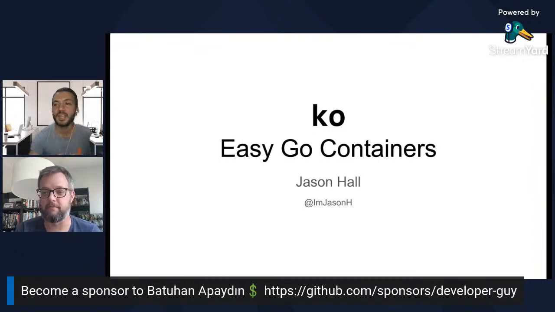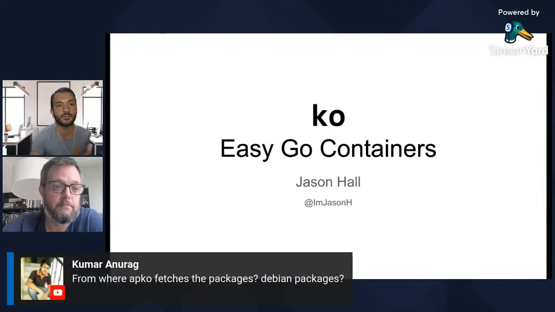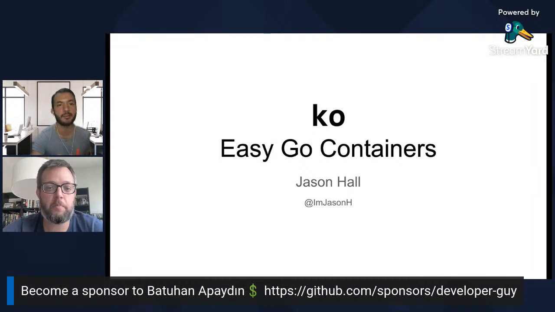Yeah. And also Bill, absolutely. And before I let you go, one last question: from where does APKO fetch the packages, Debian packages? APKO fetches APK packages from the Alpine ecosystem. So generally you find those on packages.alpinelinux.org, I think. But yeah, another topic for the future APKO talk. We will definitely cover it. And before I let you go, the final question.